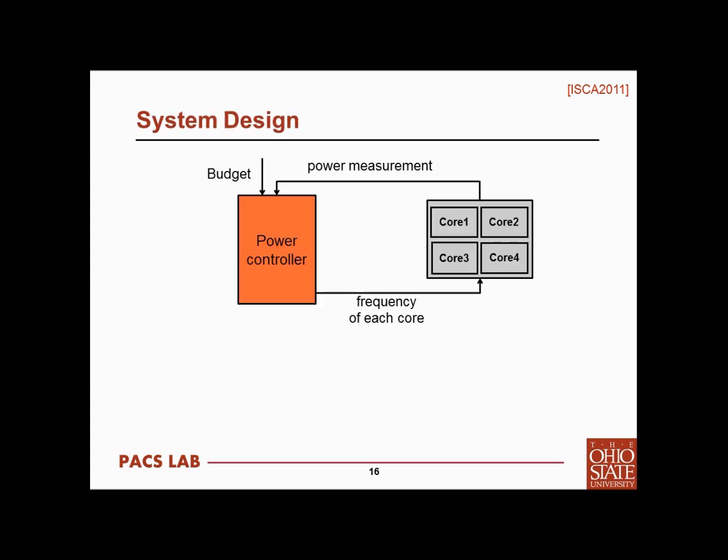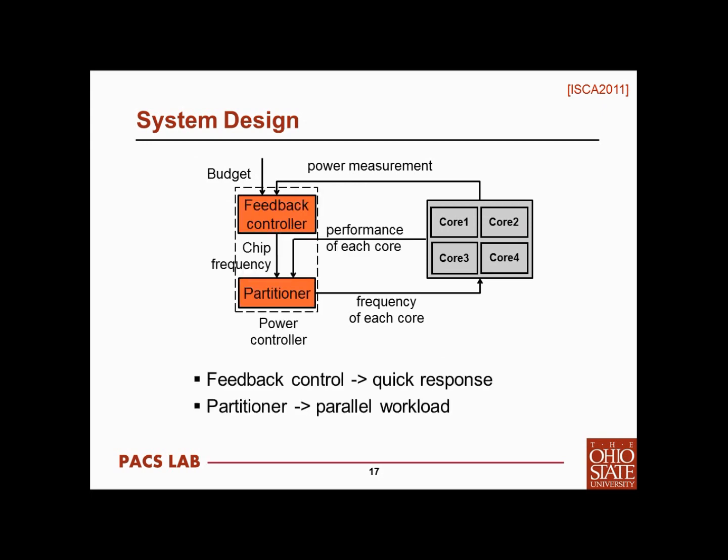Our high-level design is consistent with our generic power controller. We also measure the power consumption and compare that with the power budget. Based on the difference, we calculate the frequency of each core. Since we want to resolve two problems, the first one is to improve the responsiveness. The second one is to consider parallel workload. So it is natural for us to break it down into two components. In each component, we address one problem.